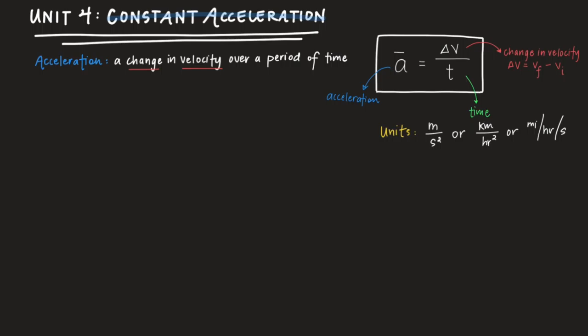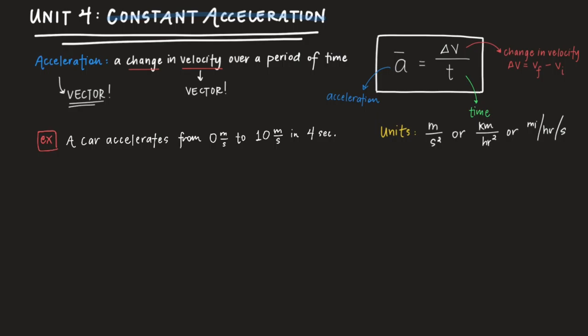So now we ask the question, okay, we know the units, we know the definition, and we know the equation. Taking a look at our definition, a change in velocity over a period of time. Well, velocity is a vector, and since velocity is a vector, acceleration must also be a vector. Okay, and I'm going to prove it to you with a couple simple examples. Since we calculate acceleration with velocity, and velocity is a vector, then acceleration has to be a vector as well, which means it must have a direction, just like velocity does.